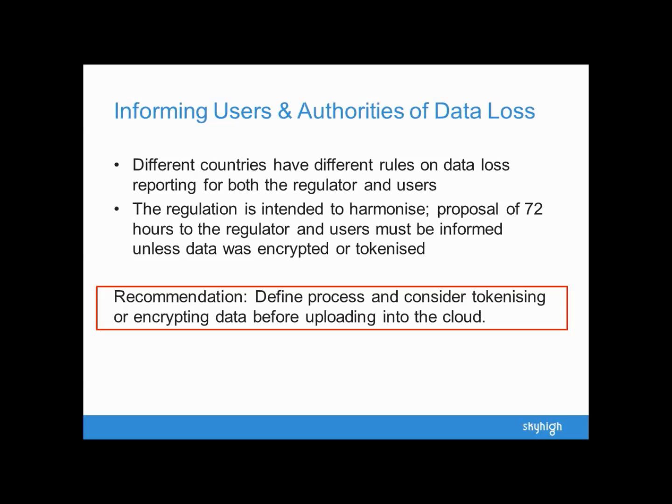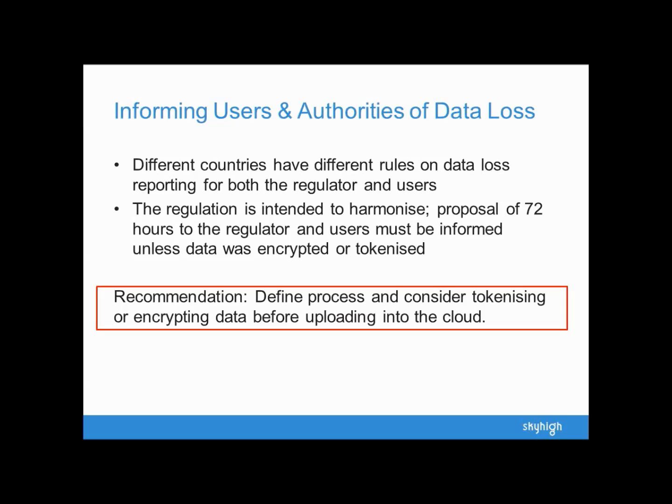And you also need to inform users and authorities of the data loss. And that might seem obvious, but actually it's not 100% guaranteed that you have to do this in today's directive. It rather depends on the country implementations. The regulation will probably harmonize this with a proposal of telling the regulator within 72 hours. And you notice there that last sentence, and users must be informed unless the data was encrypted or tokenized. So this goes back to the point I made earlier. If you start encrypting and tokenizing data, then actually that can help you conform to these standards and reduce the pain if there is a data breach in the future.